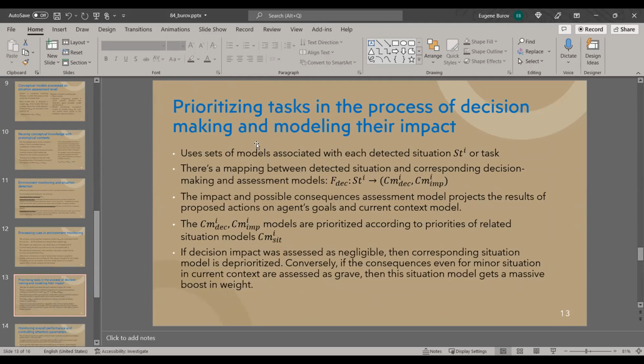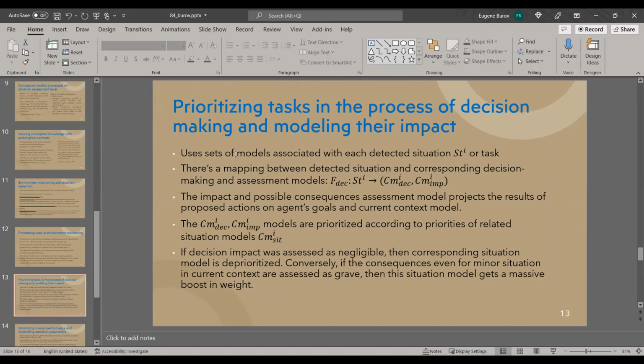The models used and the working set are constantly evaluated, and their importance is reassigned. And when some cue or some situation is detected, we move to the next level, the impact assessment level, the third level of the GDL model.